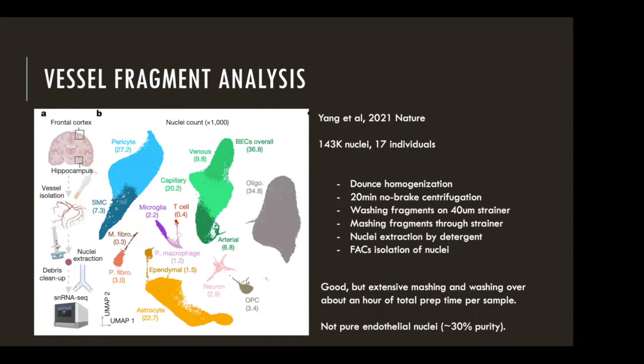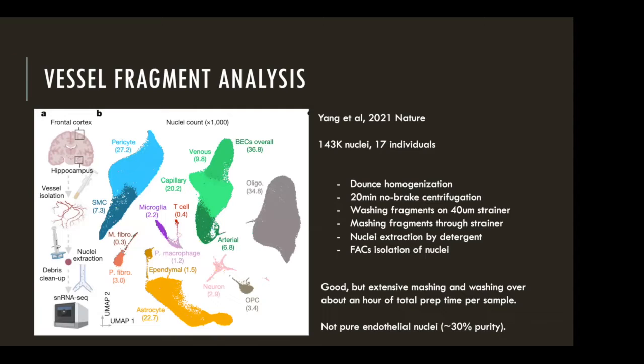So another way that had been developed, and this was developed actually after we started our own efforts, was to isolate vessel fragments. So you can isolate vessel fragments from frozen brain tissues. And this has a lot of different steps. Basically, you douse and homogenize the brain, isolate large fragments over a filter, wash those fragments, and then mash those fragments through a strainer, eventually isolate the nuclei, and then sort those nuclei.